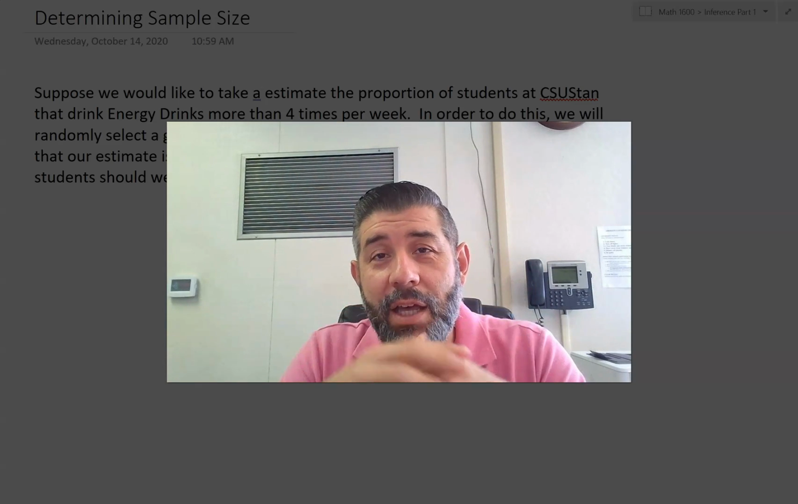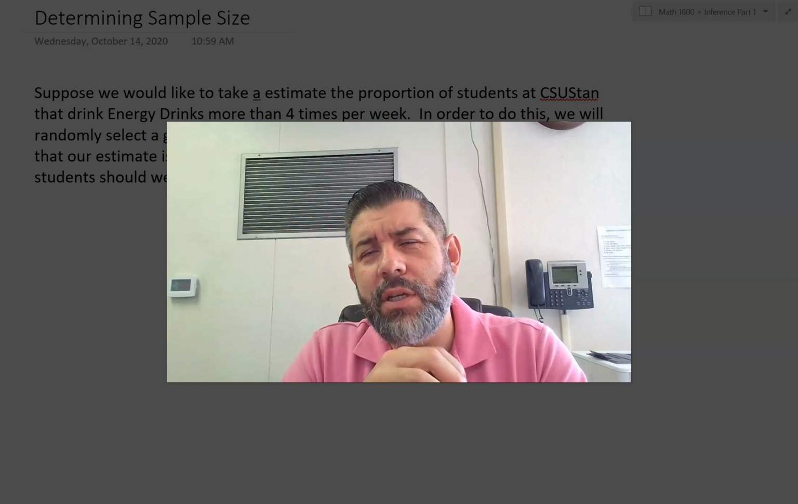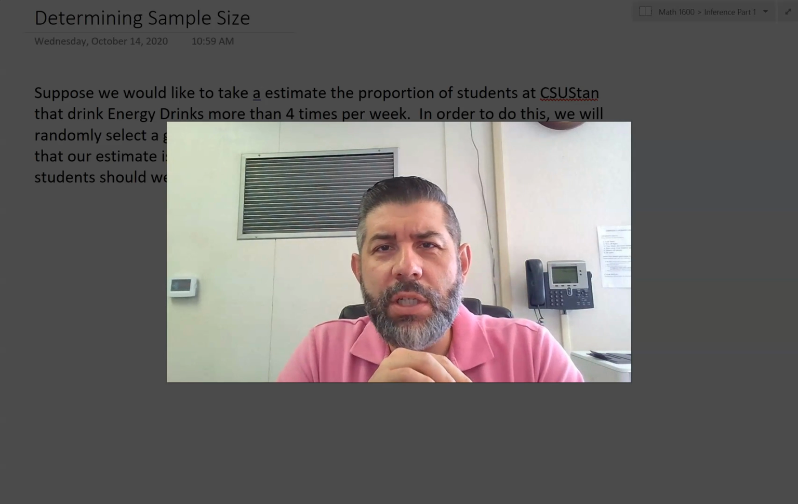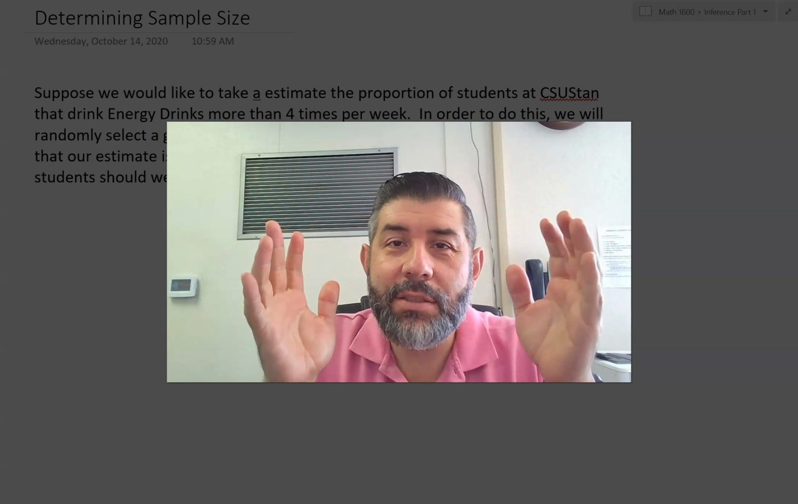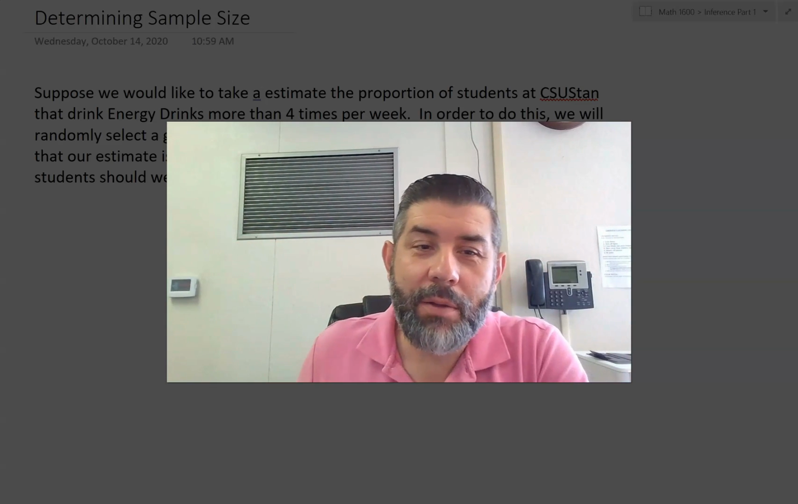A question that I get a lot is how do I find the sample size for a one proportion confidence interval if all I'm given is the margin of error? So let's take a look at that type of problem.